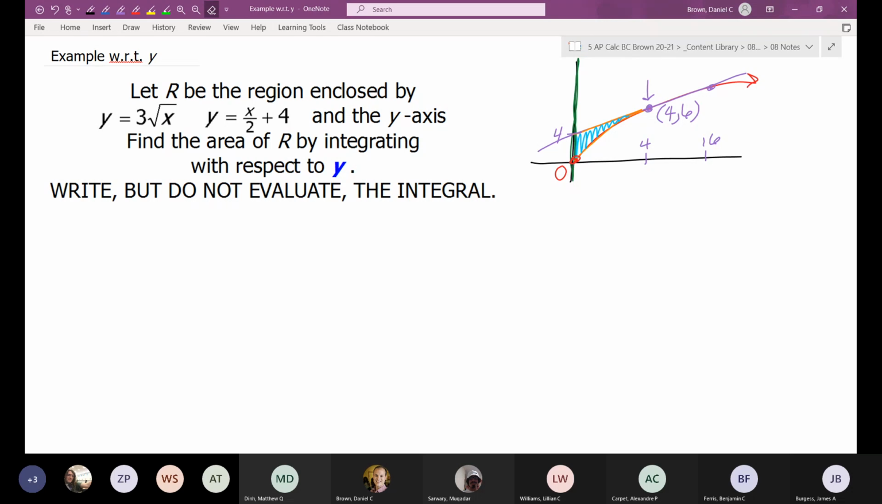Did that answer your question? Yeah, it did. Okay. And just to springboard off of that, if I just changed this question and said maybe, let R be the region enclosed by y equals 3 root x and y equals x over 2 plus 4, then I would have only been talking about the region starting at 4 and ending at 16. Not the one bounded with the y-axis as well.